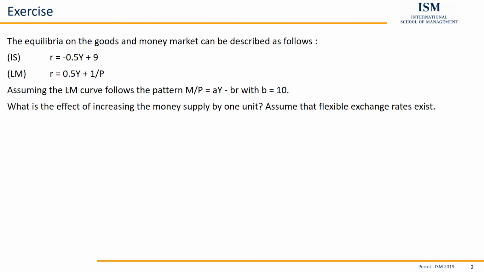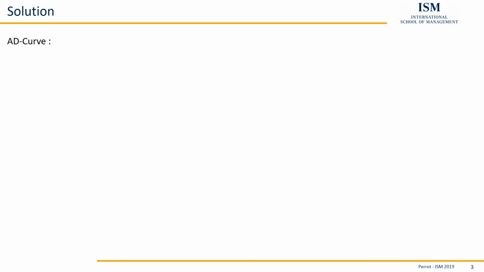Well, let's consider this exercise for a moment. And for this, let's start in the following way. We can first take a look at the AD curve that would result. So basically, if we equalize the IS and the LM curve, then solve for P, we would get 1 divided by (minus Y plus 9). So that's the original AD curve.